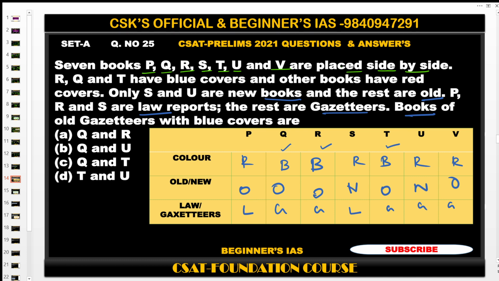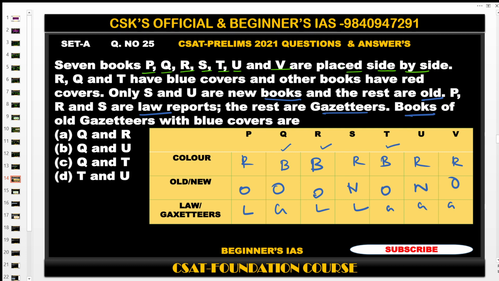Listen carefully. I have made a mistake here. This is the law book, right? R is the law book. No, P is the law book, R is the law book, and S is also a law book. Clear now? Okay.